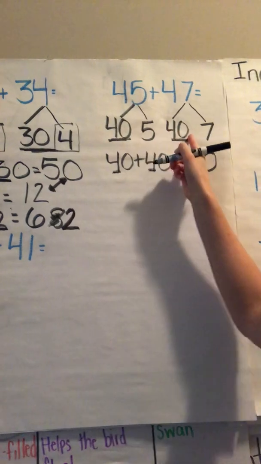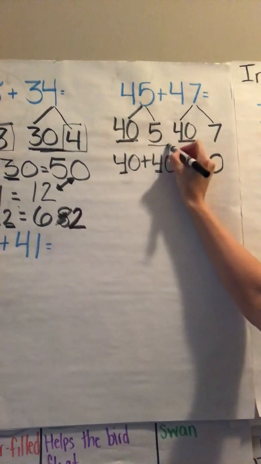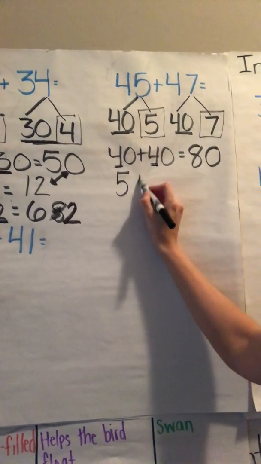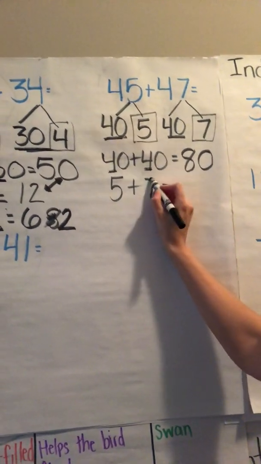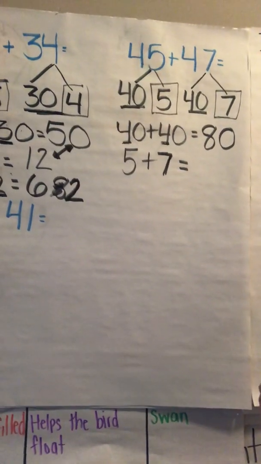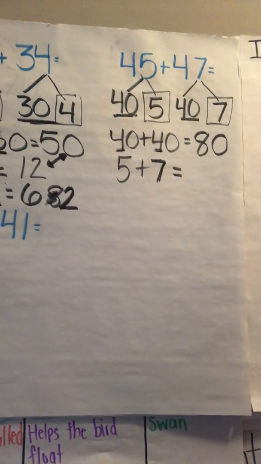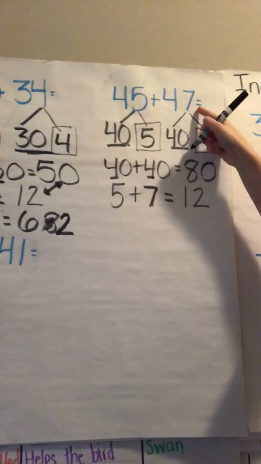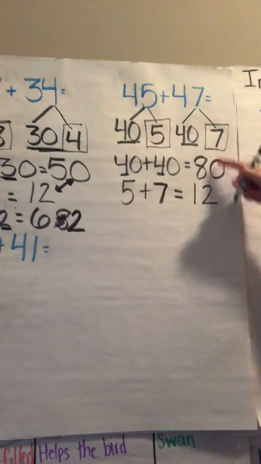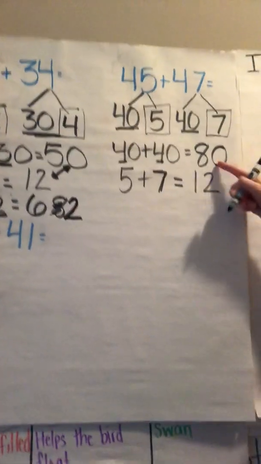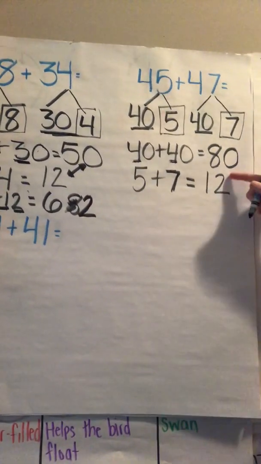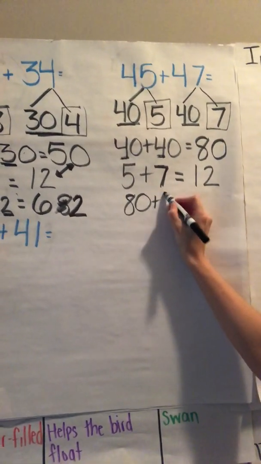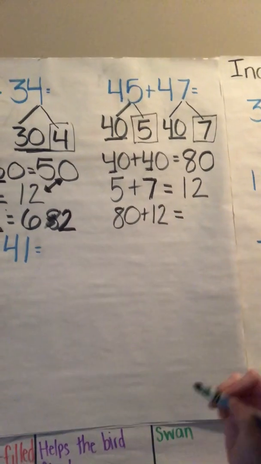Now that we did our tens, we need to add together our ones. So we have our 5 and our 7. So 5 plus 7 equals 12. And again, when we do adding, we can't have two answers. We can't say 45 plus 47 equals 80, 12. We need to put our tens and our ones together now. So we have 80 plus 12 equals.